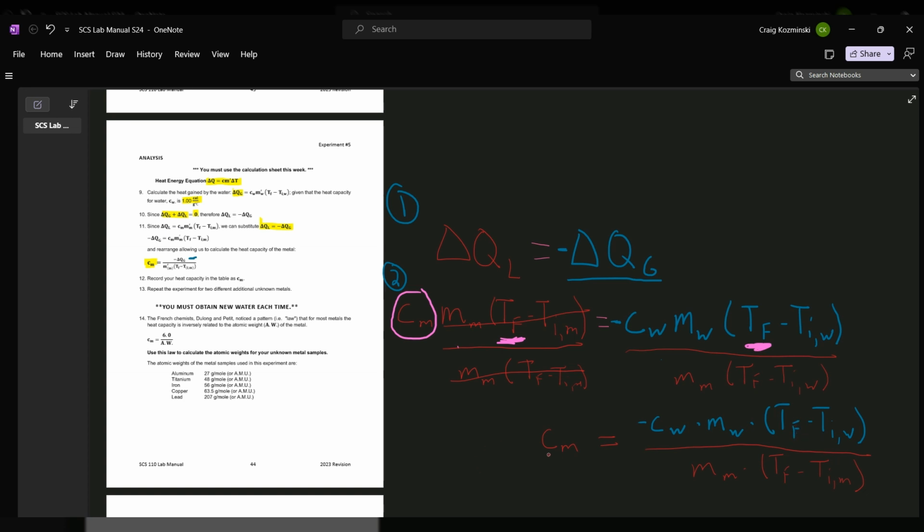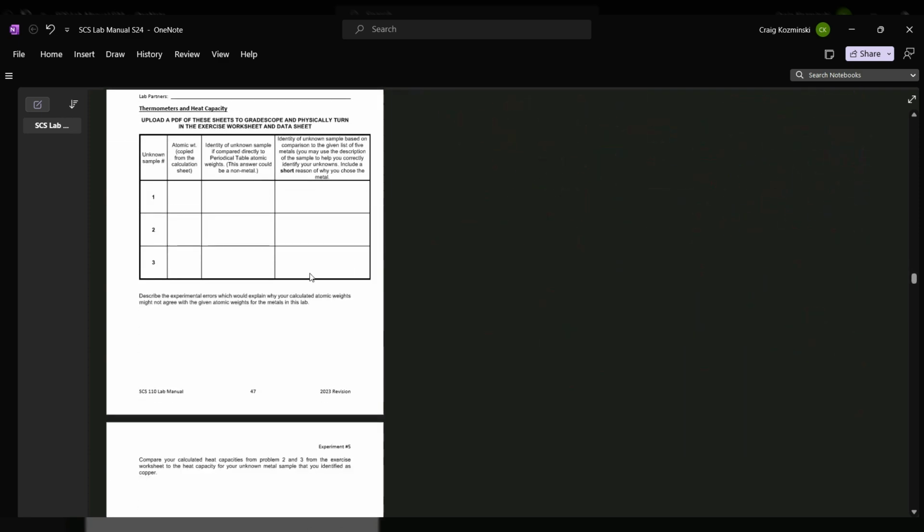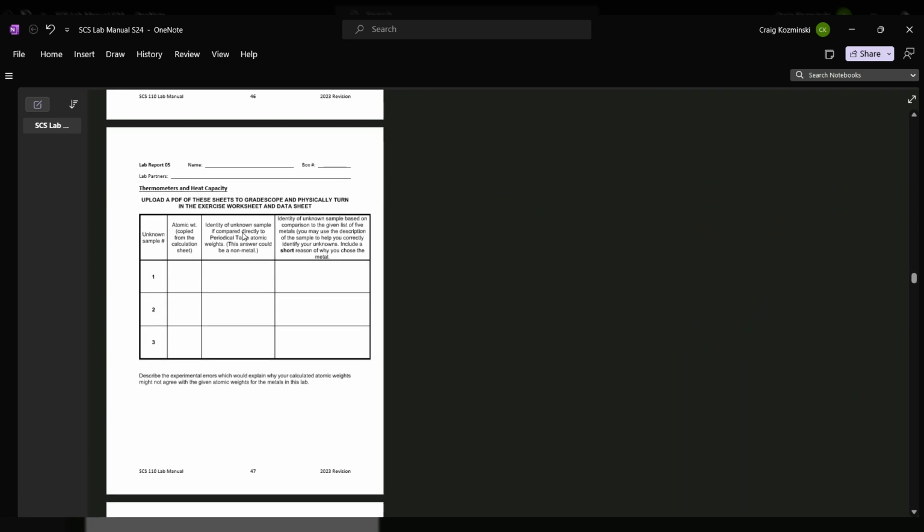After you go ahead and calculate the heat capacity of the metal, we will then compare those heat capacities to our table of known heat capacities for our metals. And this is going to be the way in which we attempt to identify those metals. And we're going to put our claims from our experimental data right here on page 47, where you're going to calculate the atomic weight using the heat capacity. And then you're going to attempt to identify the unknown sample.